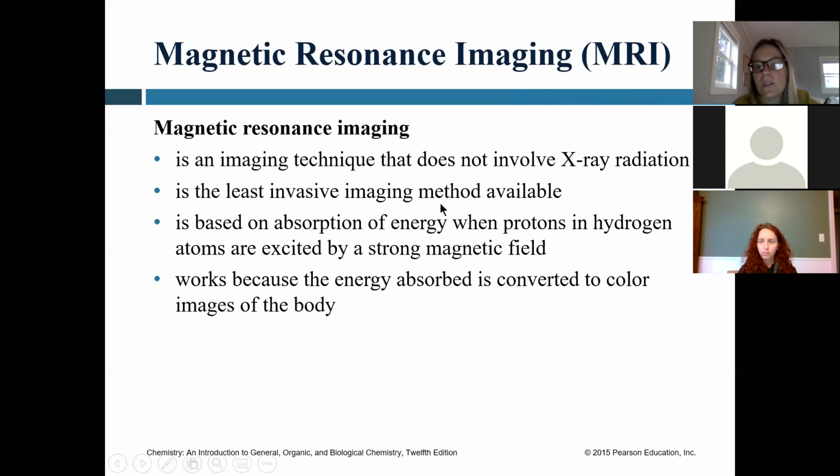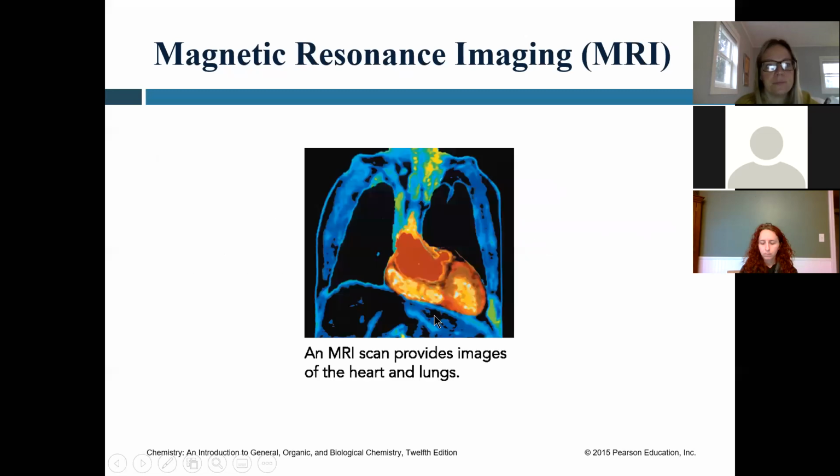Because they're sending you into a magnetic field, you don't want to do MRIs if you have any sort of metal in your system, or really anything metallic that could be affected by a magnetic field. Here's an MRI of the pulmonary system, right? We've got the lungs and the heart.